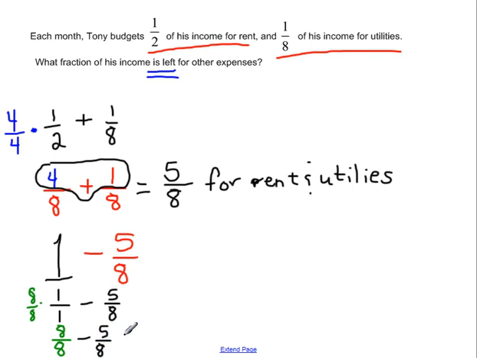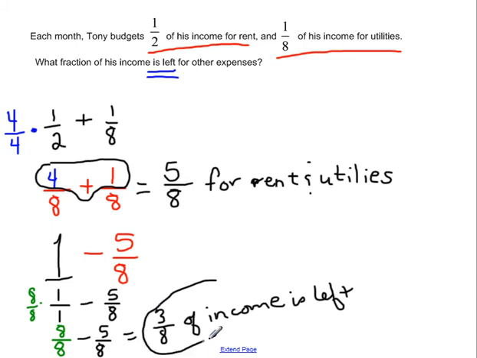8/8 minus 5/8 tells us that there's 3/8 of his income that's left for other things. So 3/8 of the income is left. And that's the question that we were being asked to answer. So just be sure to keep going back to the original problem to make sure that you've answered the question that was asked of you.